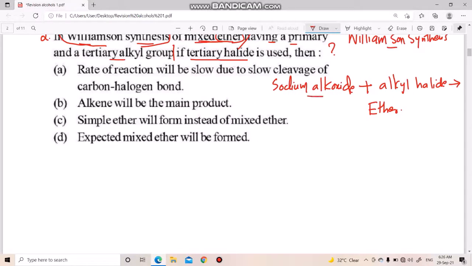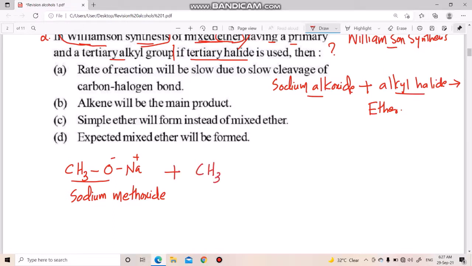Take a simple sodium alkoxide, CH3ONa, Na plus and CH3O minus. Here the alkyl group is a methyl group, so it is called sodium methoxide. It belongs to the alkoxide group. Plus alkyl halide, CH3Cl. Primary alkyl halides are preferable. CH3Cl is polar: CH3 is plus, Cl is minus, Na is plus, CH3O is negative.